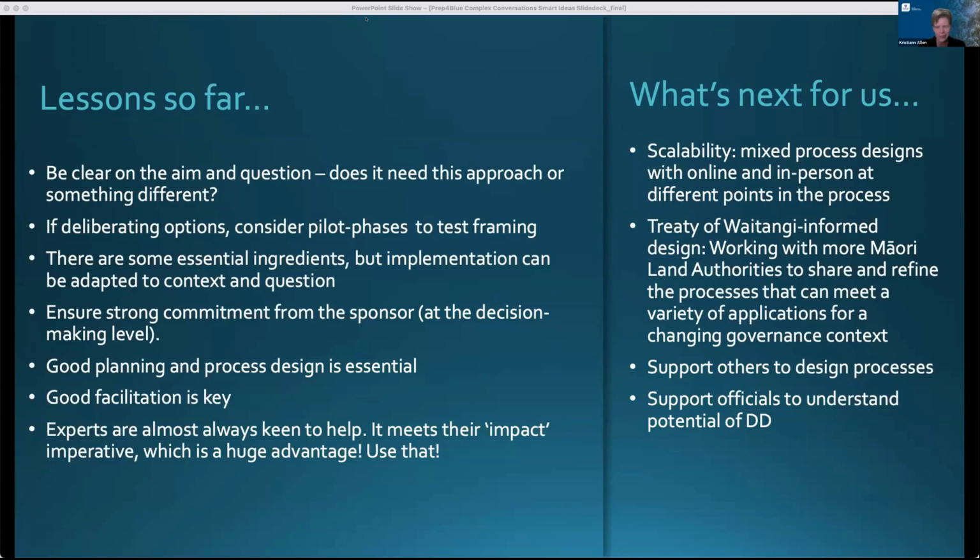And you get that. I really don't like the term buy-in, because that's not what this is. But you are able to provide sufficient information, sufficient time to deliberate, and that opportunity to iterate with experts, which really does change hearts and minds. So yeah, just to be clear on the type of question that you're asking lends itself to that. If you are deliberating a range of options, of expert-driven options, as we were in the Watercare case, consider those pilot phases to test that framing, which Anne had gone over with you.